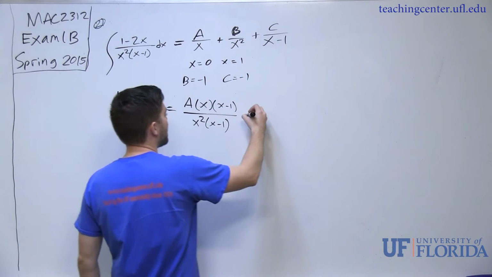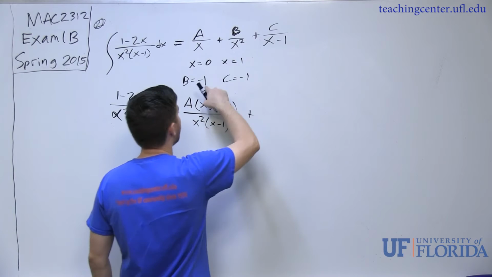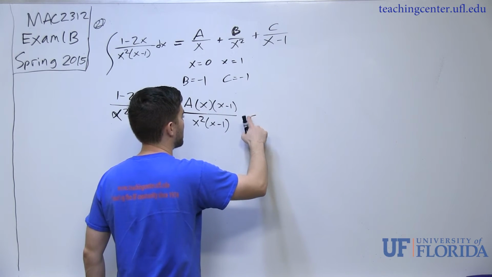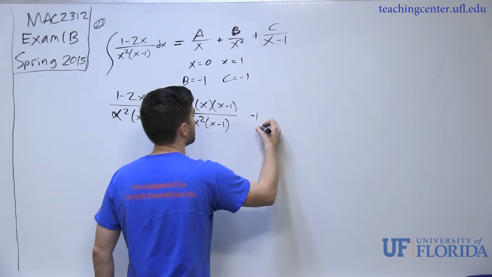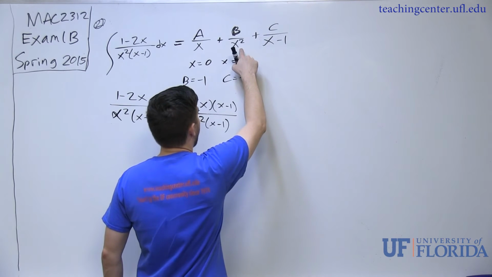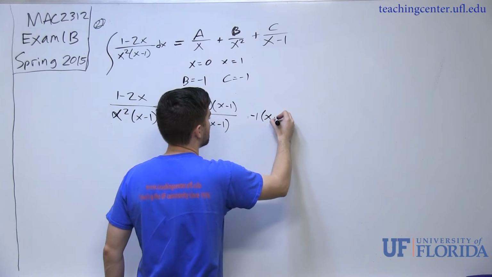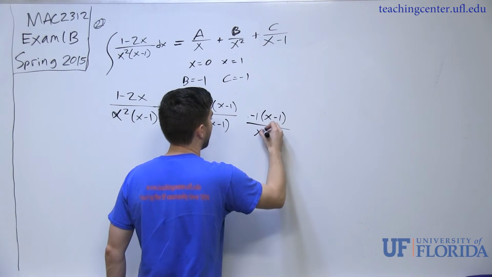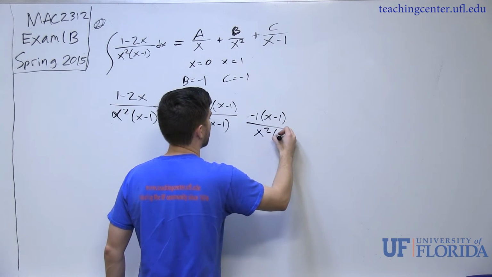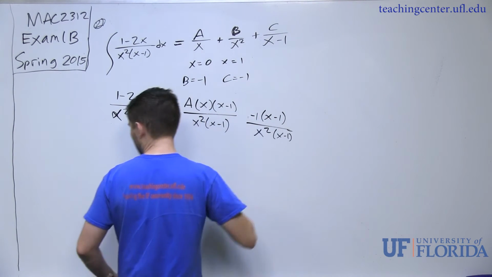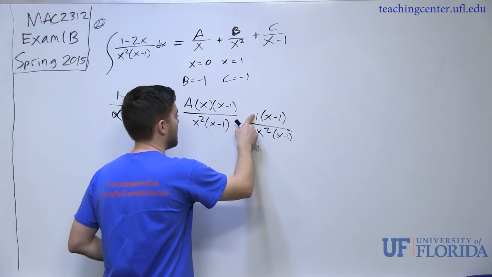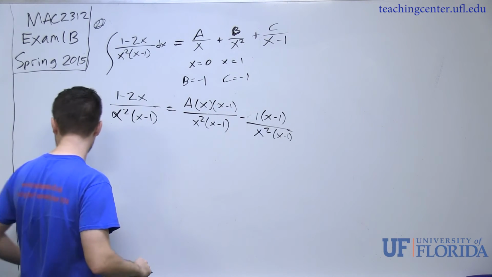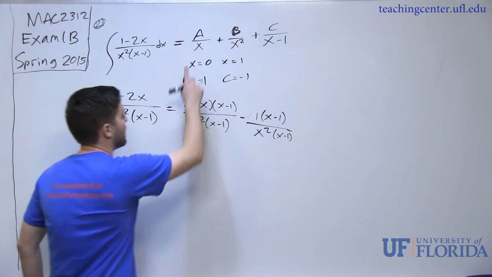For b, I have a plus, and I already know what b is, so I'm going to write that as a minus sign. So that's minus 1. I have an x squared, so I'd be missing an x minus 1 term. And now on the bottom I have x squared, x minus 1. And I'm going to make this minus sign in the middle of these terms. So now we have a and b.